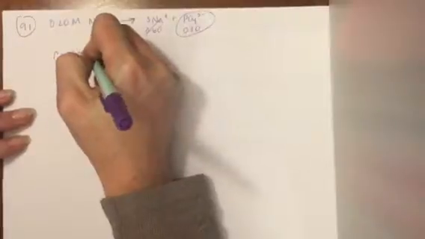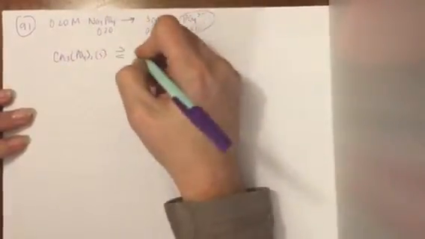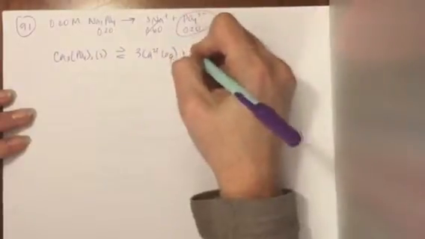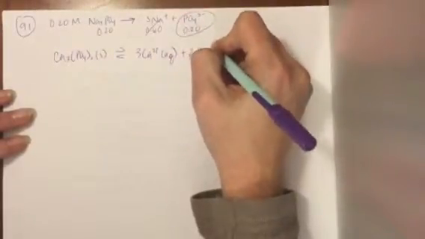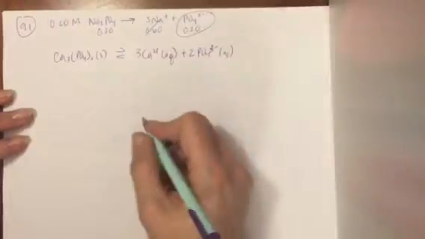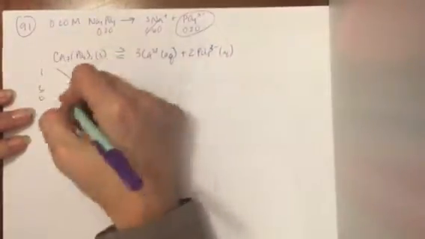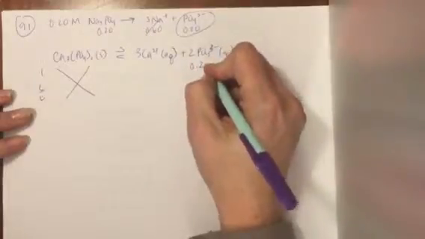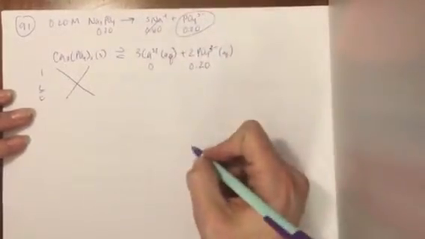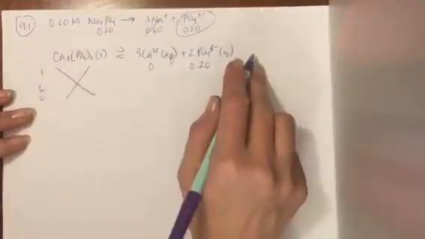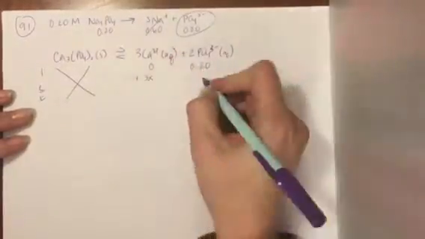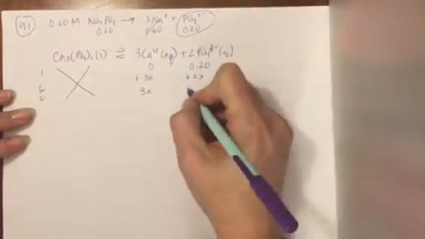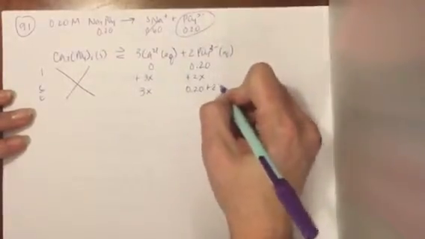So in a calcium phosphate solution, it's going to dissociate into 3 calcium ions and 2 phosphate ions. In this case, instead of both of these starting at 0, our phosphate ion solution starts at 0.20 molar. Calcium starts at 0, and then as this dissociates, this still goes up by 3x, and this goes up by 2x. So this becomes 3x at equilibrium, and this is 0.20 plus 2x.